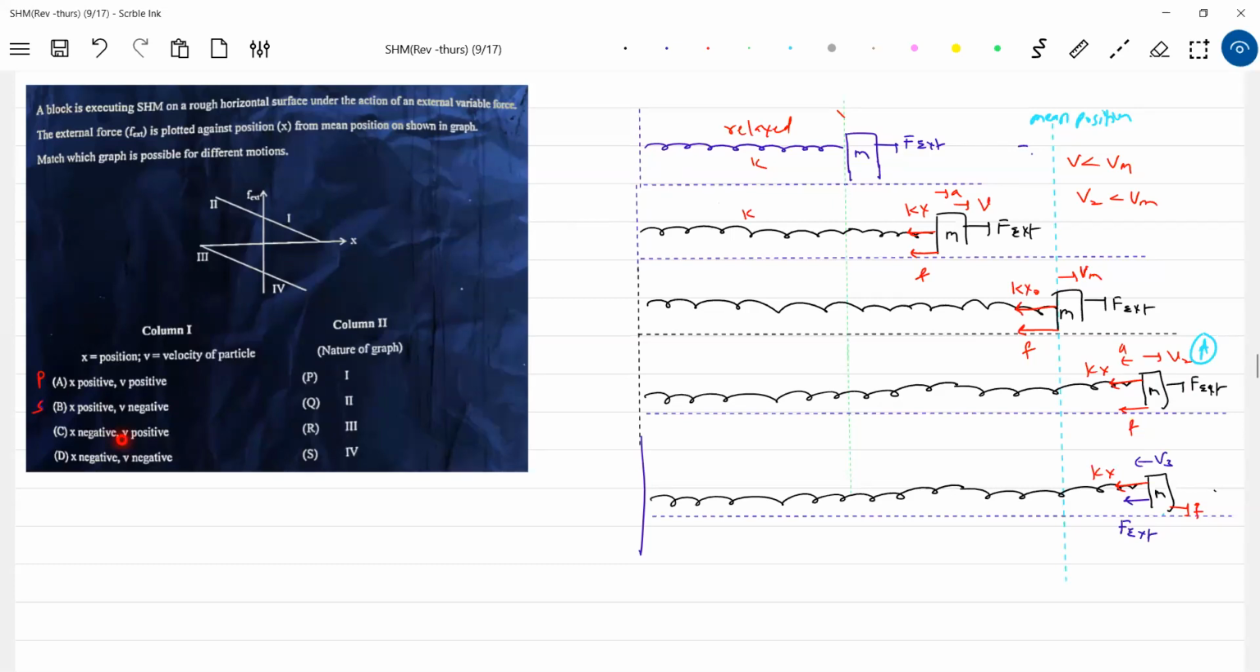Possible. What will be the direction of force? We have to search it again. X negative, V positive, and F will be positive. I think it's here only, it's there, no? X negative, V positive, F positive.